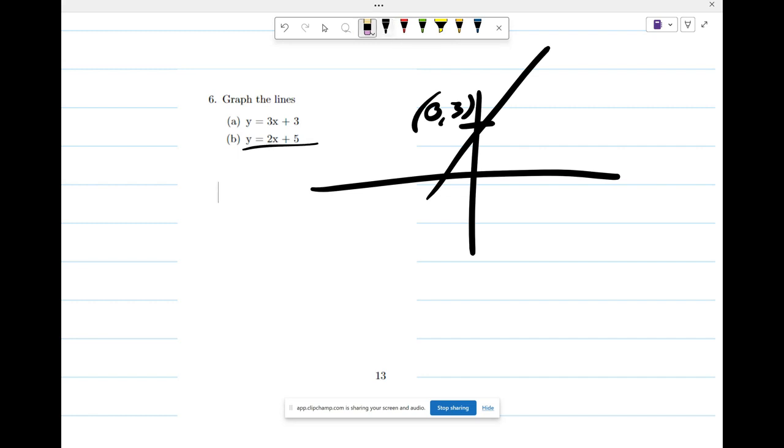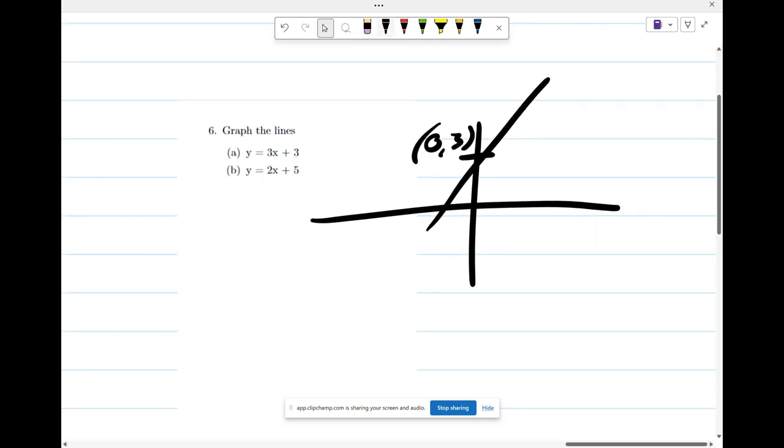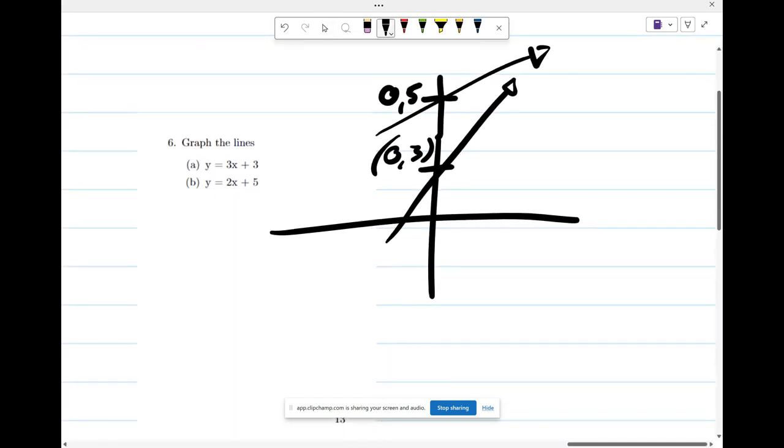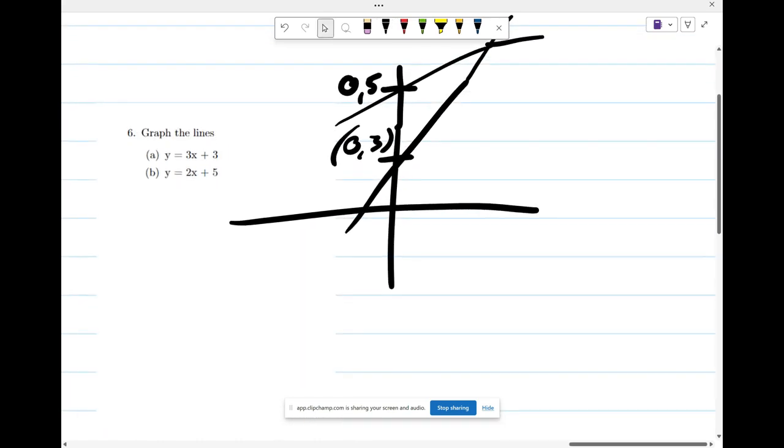y equals 2x plus 5. Same thing, we're going to pick out our y-intercept. And we're going to have a slope of 2. So this slope isn't as steep as our 3. So let's do that kind of this way. And you can see if we extend these on, they're going to cross at some point. It doesn't have to be too accurate.